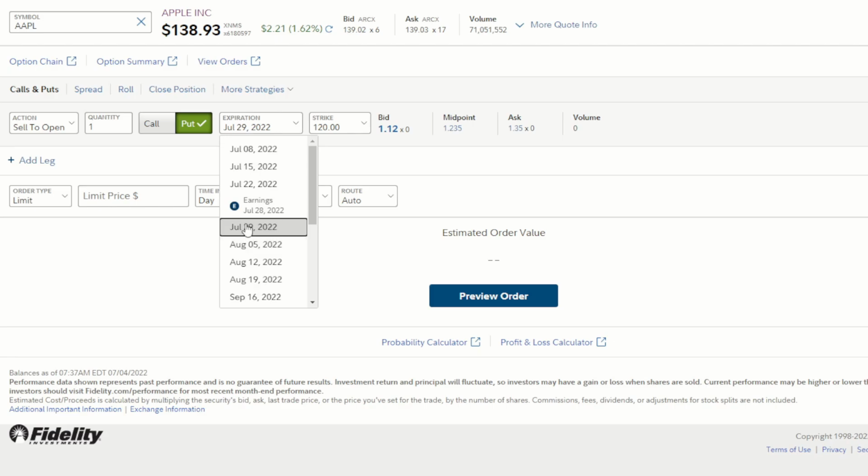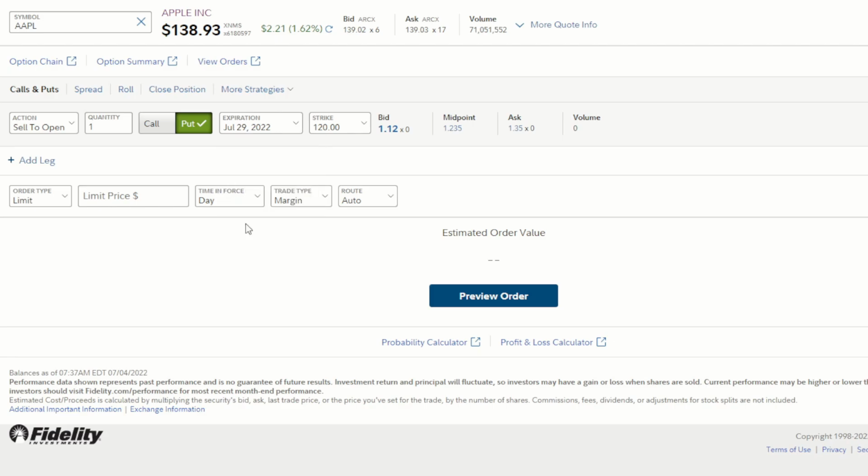And I picked July 29th, which is out about 1 month, because this is the very first weekend in July. And you have your different strike prices here that you can select from. I'm going to pick 120, right? So if Apple falls from 138.93 down to 120, that's likely that it's going to get put to me on this date. All right, so that's kind of the setup.